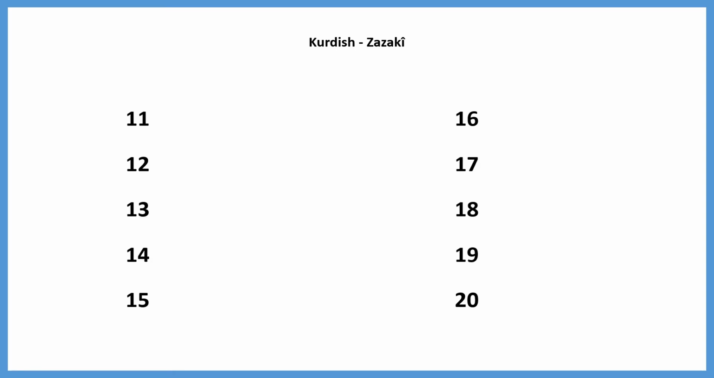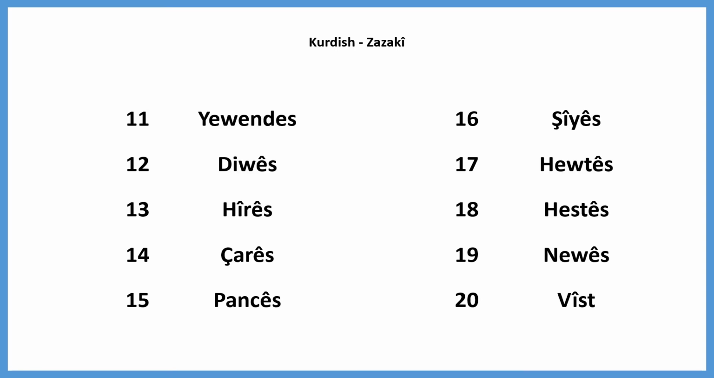So, let's review these numbers. You may pause the video here and see how many you can remember. Welcome back. The numbers from 11 to 20 are yewendes, dues, hires, chares, panjes, shiyes, eutes, heshtes, noes, vist.